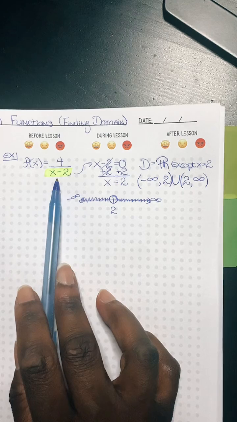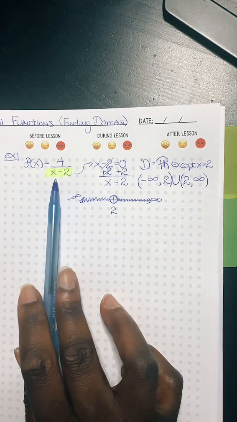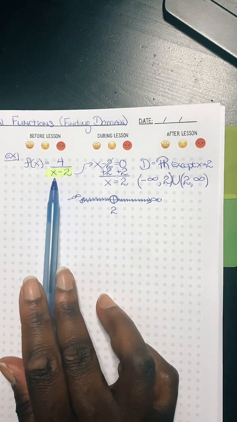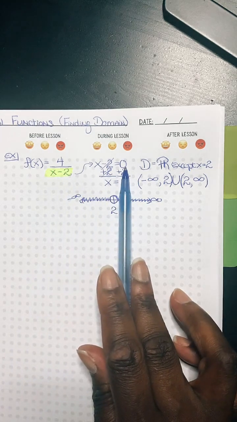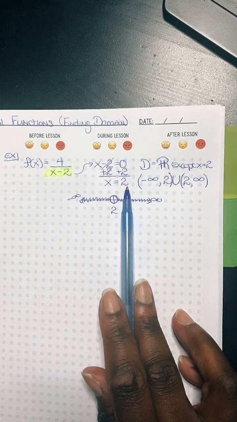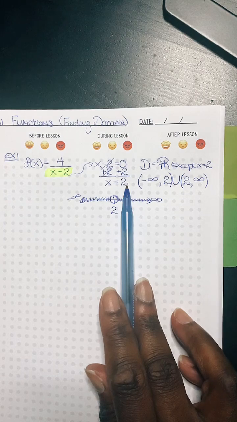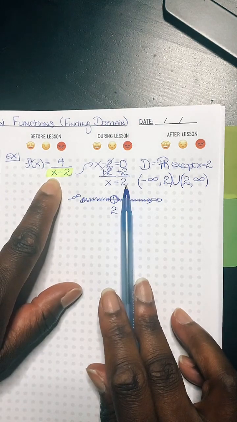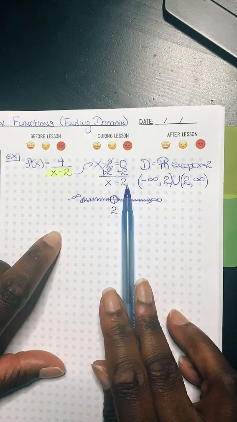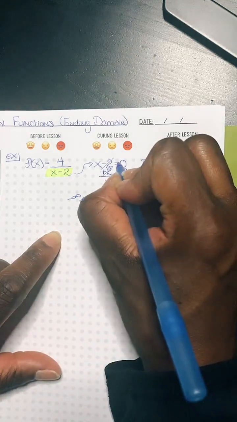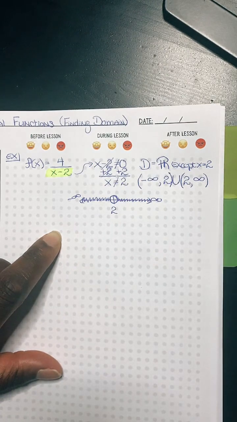So I just want to know what my domains are. I want to know what my limitation is. In order to figure out the limitation, I take the denominator and set it equal to 0. Once I solve for that x, this is going to be my limitation. That means I can plug any number in for x except for this 2. So if you want to put not equals, you can do that if that helps out a little bit.